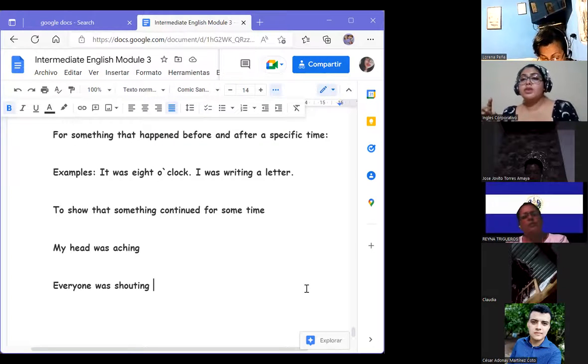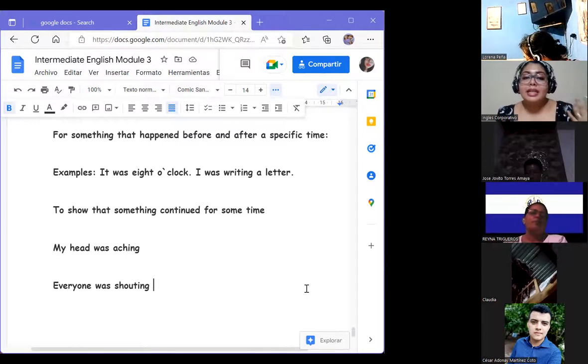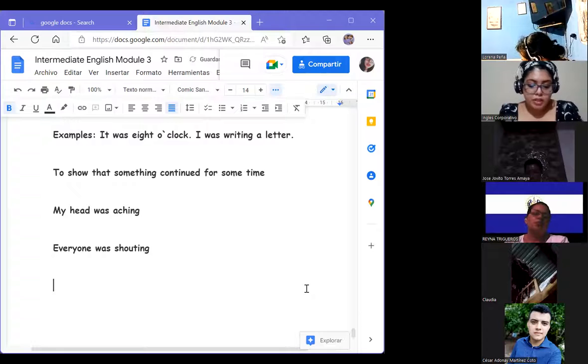Then we have another use for this structure para mostrar que algo continuó por algún tiempo. O sea, que algo tuvo una continuidad un poco larga. My head was aching. Mi cabeza estaba doliendo. And then everyone was shouting. Todo el mundo estaba gritando. Another use. Tenemos otro uso. For something that happened again and again. Por algo que sucede otra vez y otra vez y otra vez.